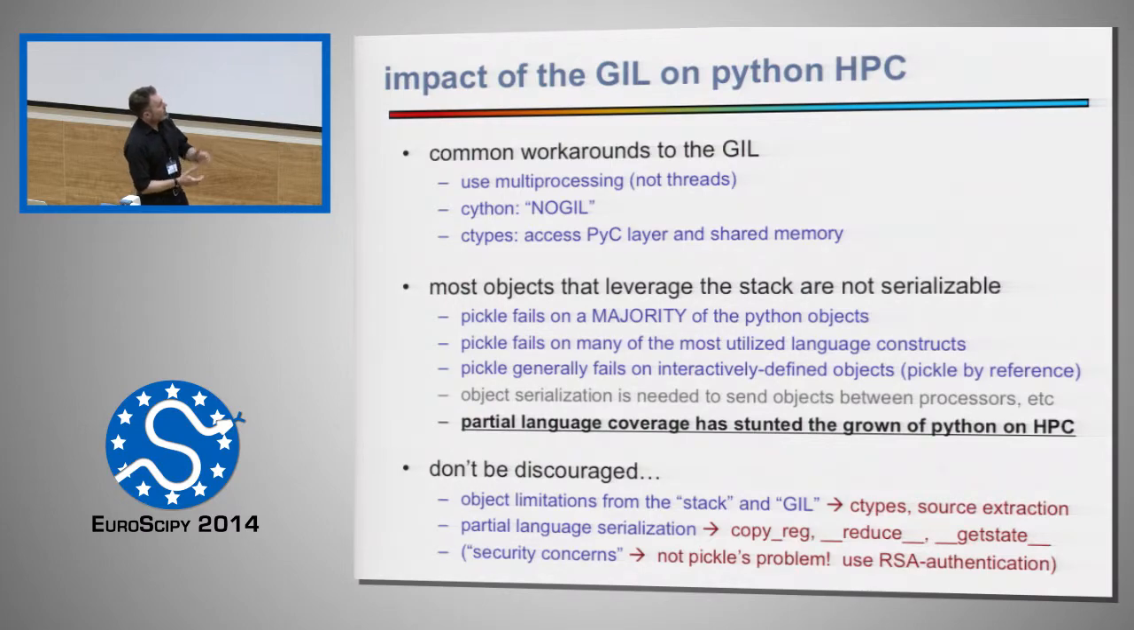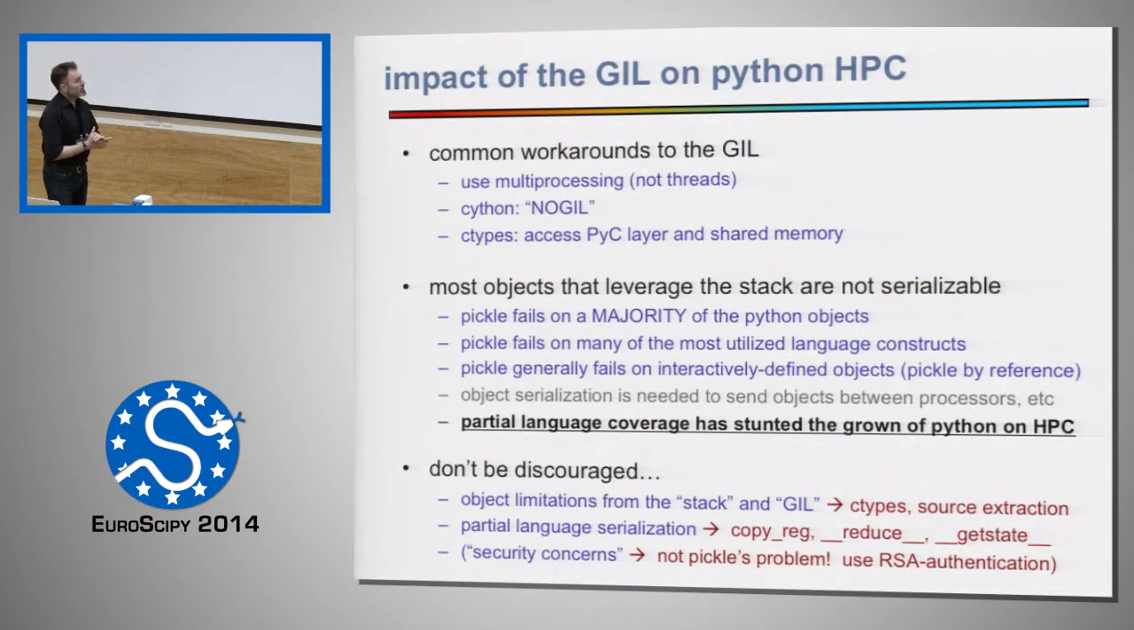So people do some workarounds. They do multiprocessing and not threading. We've seen things like Python has no GIL, and ctypes, where basically you can go in and access shared memory in C, the PyC layer. So those are some nice workarounds, but really the major issue is that anything that is an object in Python that leverages the stack is not really serializable. If you look at the majority of the language, it's not serializable. Most Python objects aren't serializable, which means they can't be shipped off to another processor.